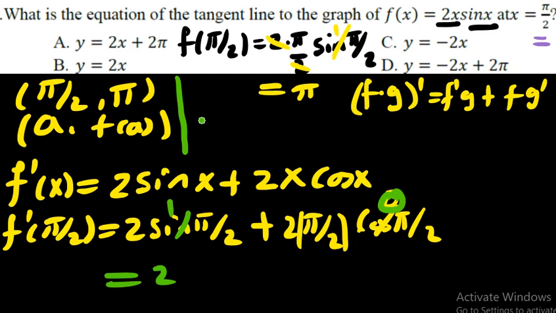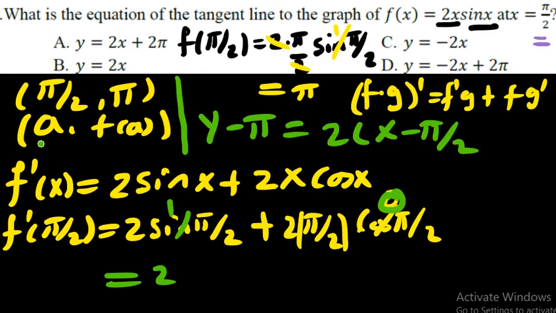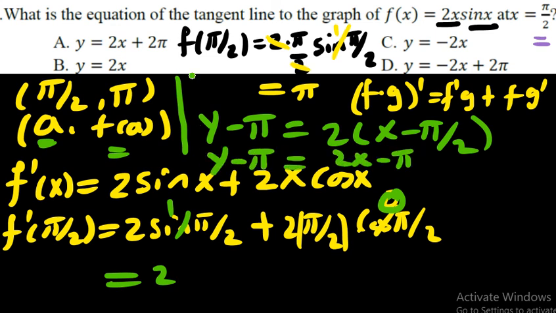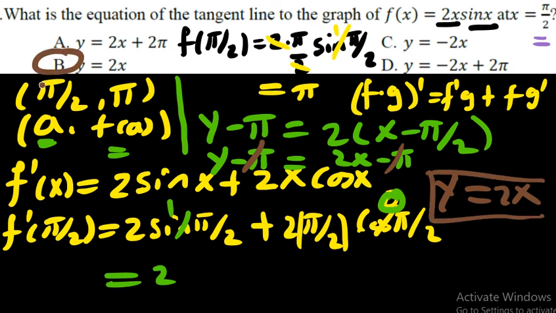Therefore, let's find the equation of the line. Y minus pi is equal to 2 times x minus pi over 2, because a and f of a are there. So when you finalize, this is the same as y minus pi is equal to 2x minus pi. So minus pi is found on both sides. We can cancel minus pi with minus pi here. So what is left? Y is equal to 2x. That's going to be the equation of the tangent line at a.